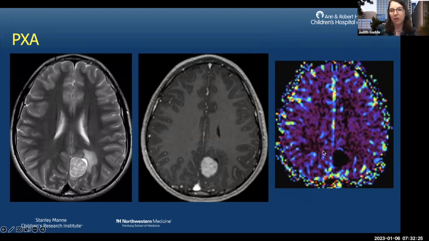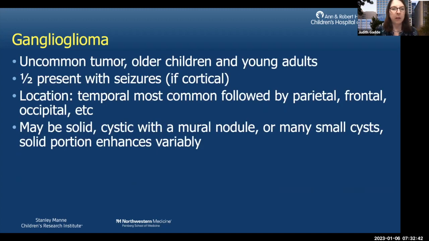And then this patient ended up getting DSC perfusion, so post-contrast perfusion. And we can see here that it's pretty dark, so it did not have hyperperfusion, which fits because it is a lower grade tumor. Then we have ganglioglioma, and these, again, tend to be seen in older children, young adults, often present with seizures if it is cortical based, most common in the temporal lobe.